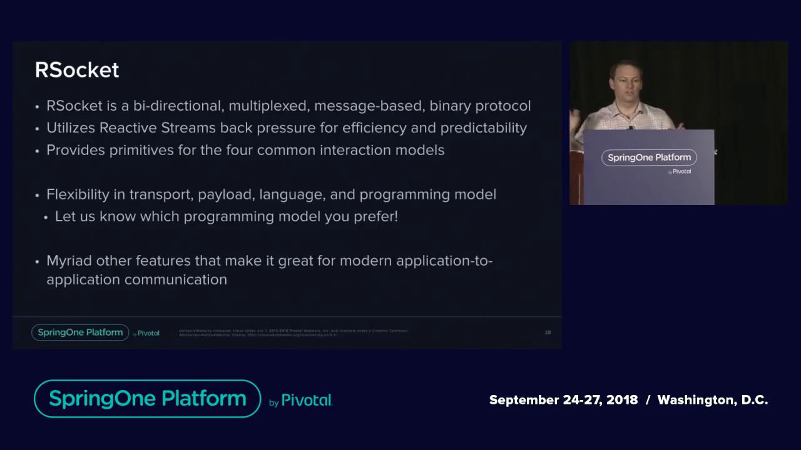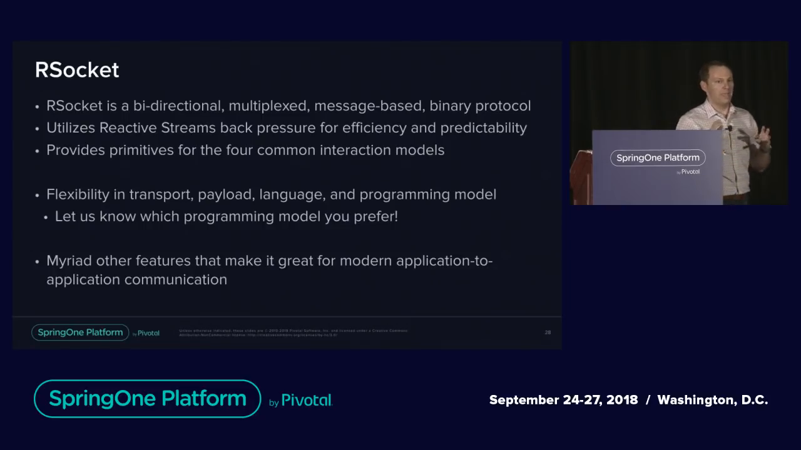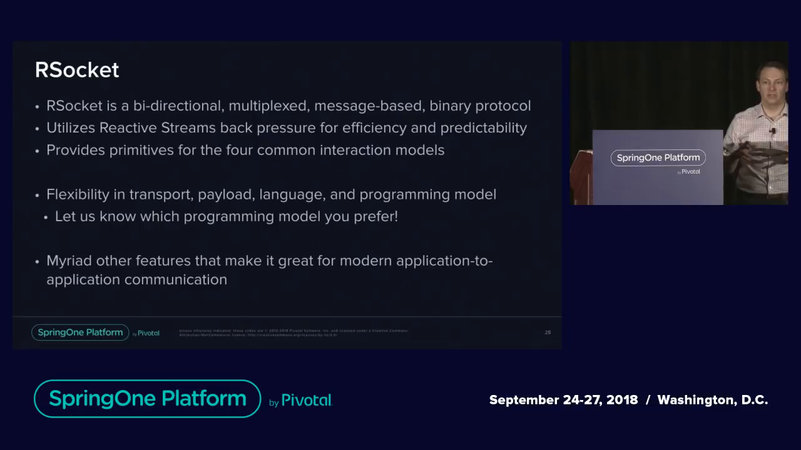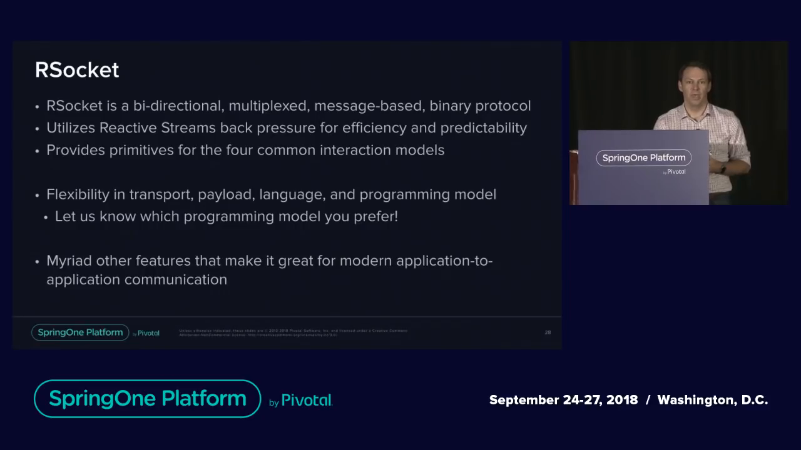So as we said, RSocket is a bidirectional multiplex message-based binary protocol that uses reactive streams. Flexibility all over the show, but most importantly that I want you to take away from this is we have a couple of programming models that already exist. We know Spring is working on a programming model. We'd love to hear what you're interested in, what kind of styles really appeal to you, and what improvements around RSocket would make it possible for you to integrate into your application.